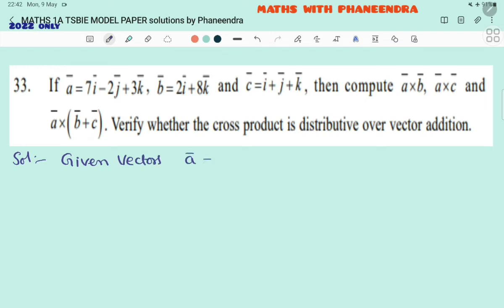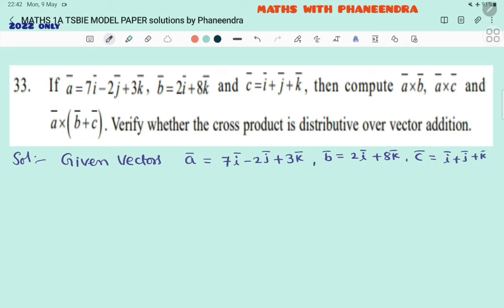A bar equal to 7i minus 2j plus 3k. B bar equal to 2i plus 8k, and C bar equal to i plus j plus k.